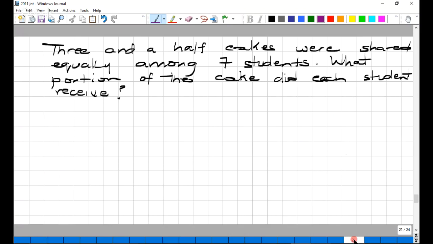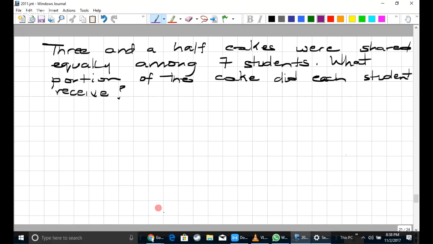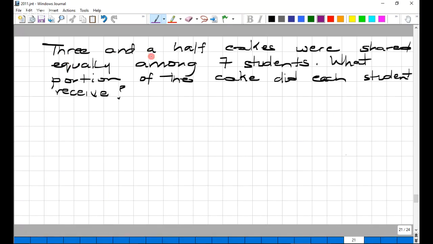Let's go back to Mr. Walker. 3.5 cakes were shared equally among 7 students. So 3.5 shared among 7 students. What portion of the cake did each student receive? What type of problem is this?